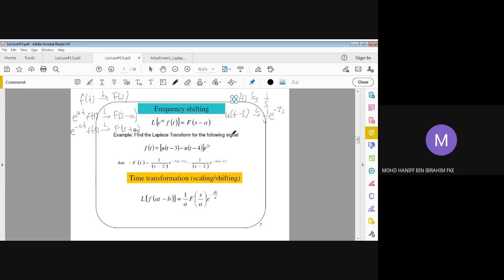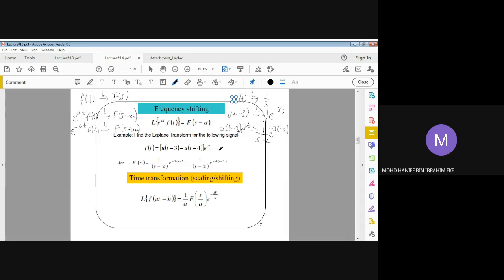And now if we have multiplication with exponential terms, now it is exponential of 2t. The Laplace transform for it will result from frequency shifting, where all the s terms here shall be shifted. So we're going to have 1 over s minus 2, exponential negative 3 of s minus 2.